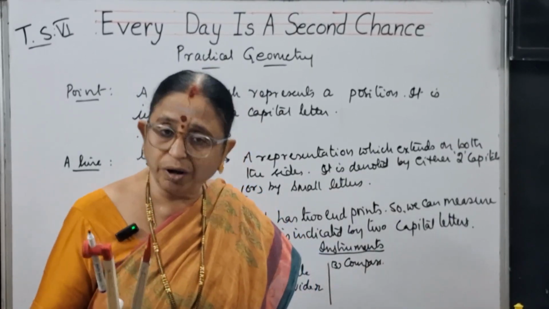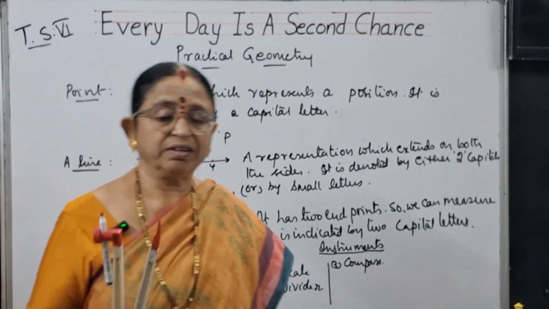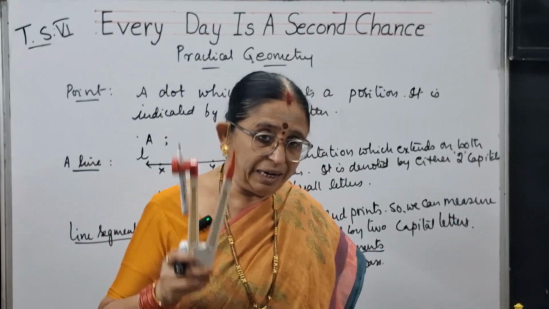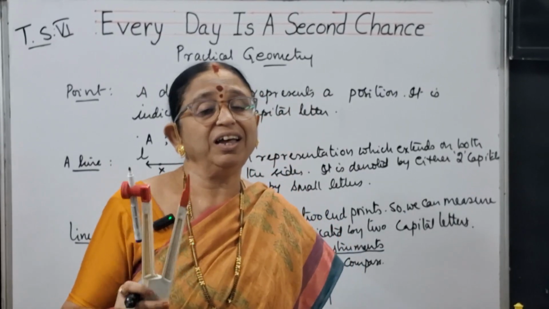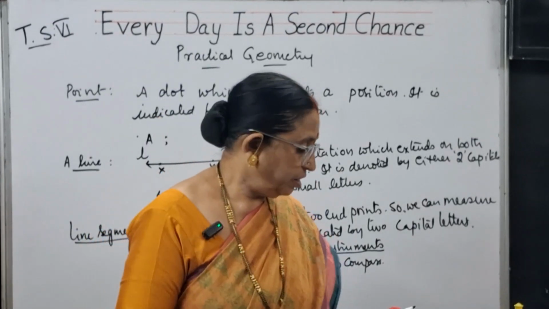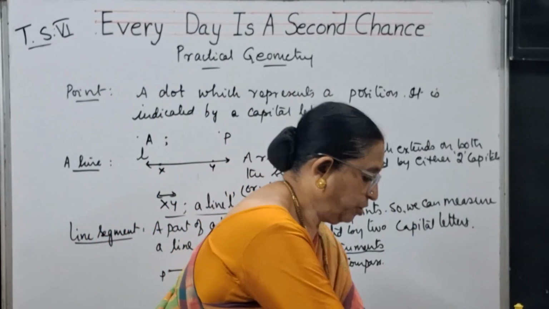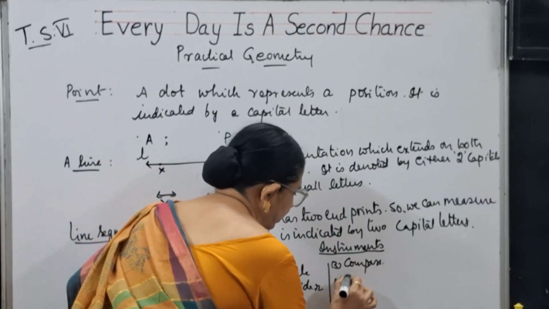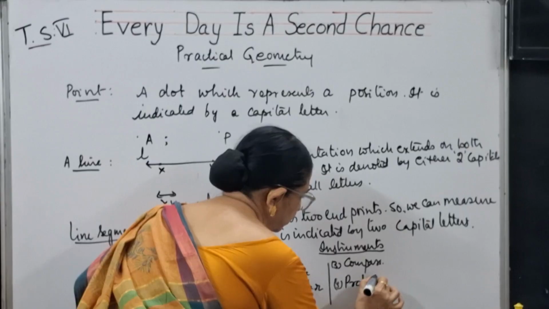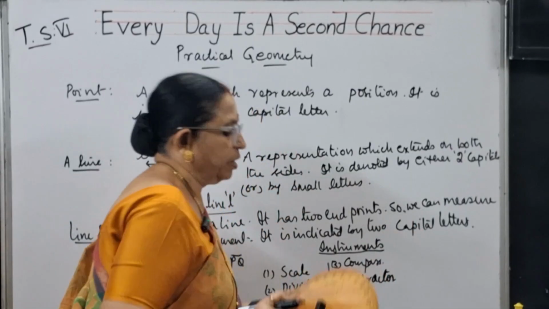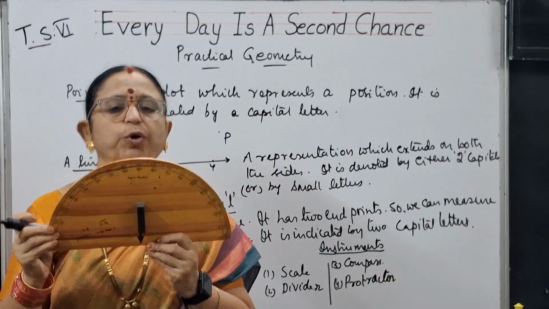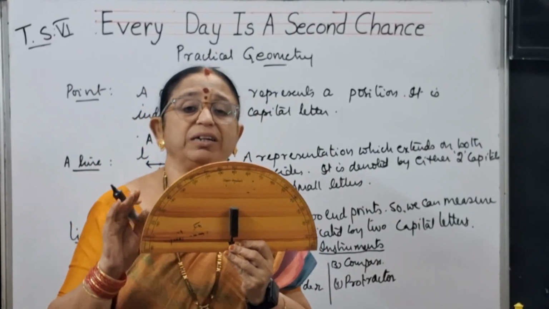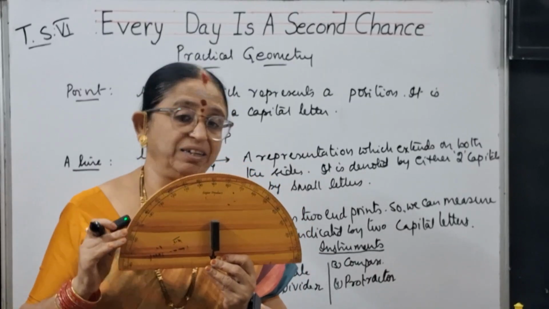It is used to draw arcs with certain radius according to the problem given to you, and also it is used to draw the circle with the given radius. Okay, now this is this one. Next you have got the other instrument which is called protractor. This is called protractor. What is it used for? This instrument is used to draw angles.